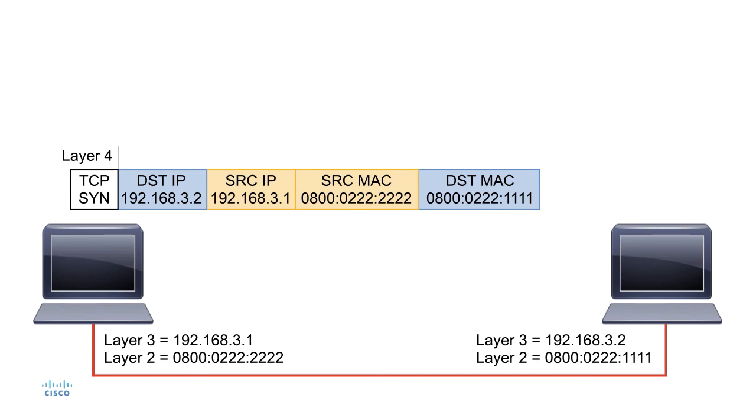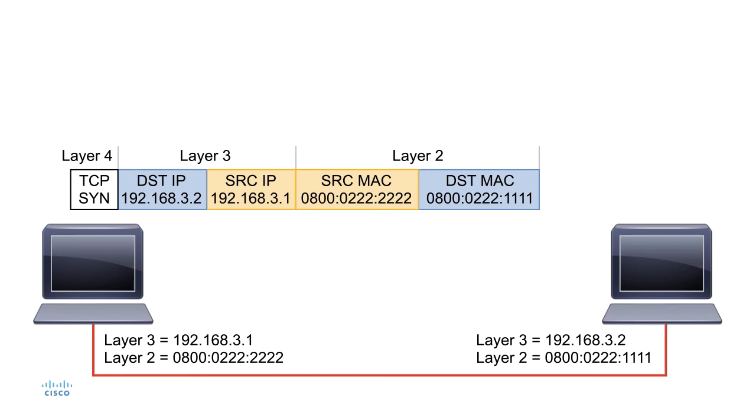Then I have my source and destination IP address. That's the network layer, or what we might call layer 3. Then we have the source and destination MAC information. We might call that layer 2 data. And the source and destination MAC are specific addresses. This is not a broadcast.